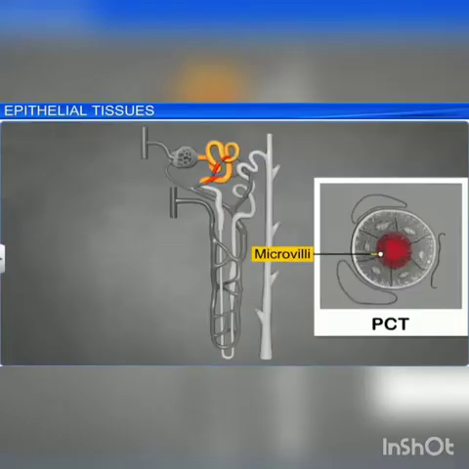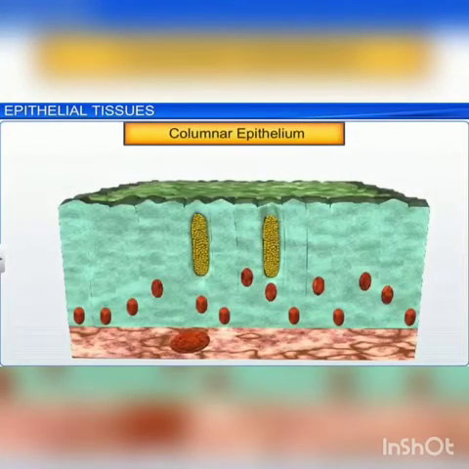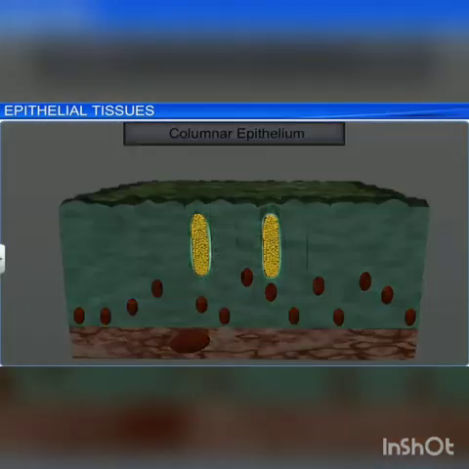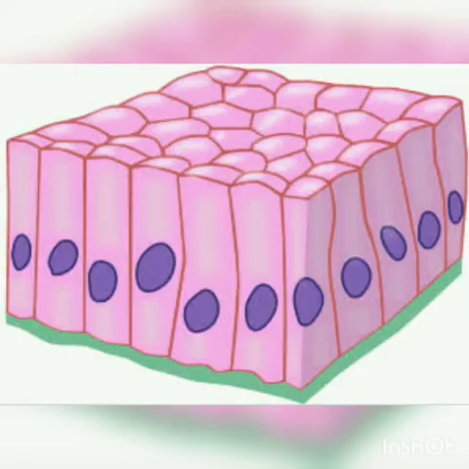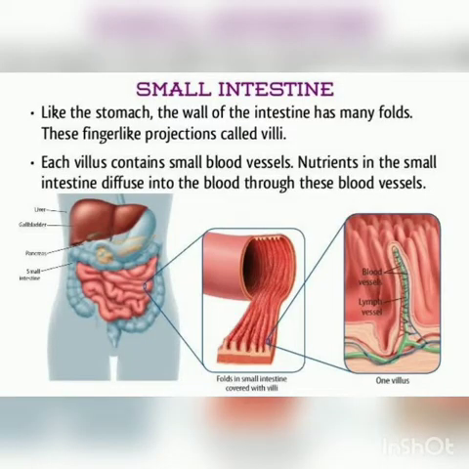Third one is the columnar epithelium. Columnar epithelium is composed of a single layer of tall cells. It looks like a column, like a pillar. So it is tall cells with round or oval nuclei found at the base. This columnar epithelium is present in the digestive tract from the stomach to the rectum.